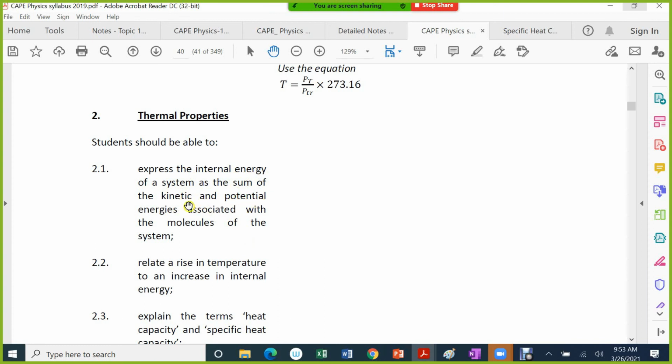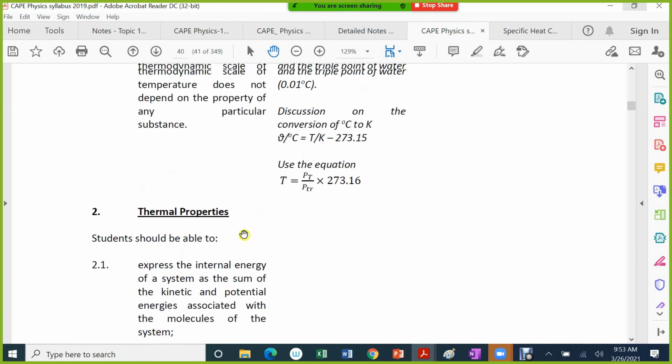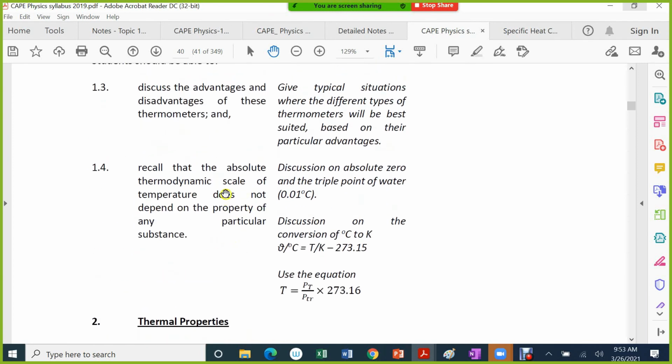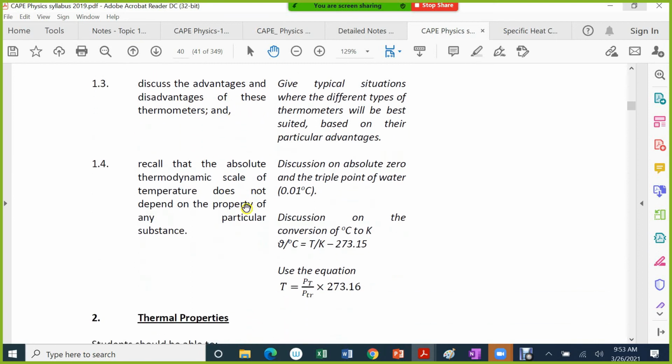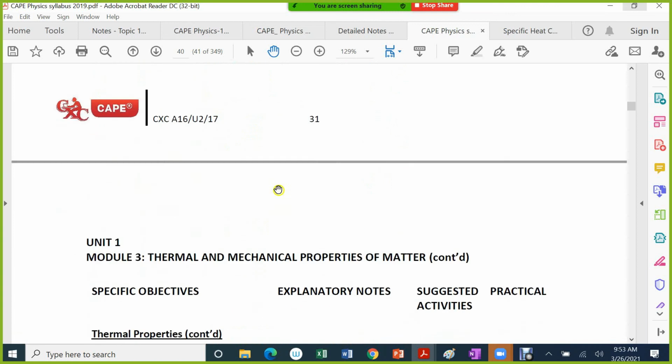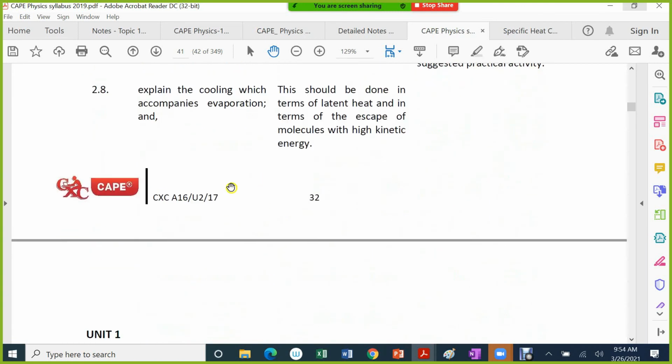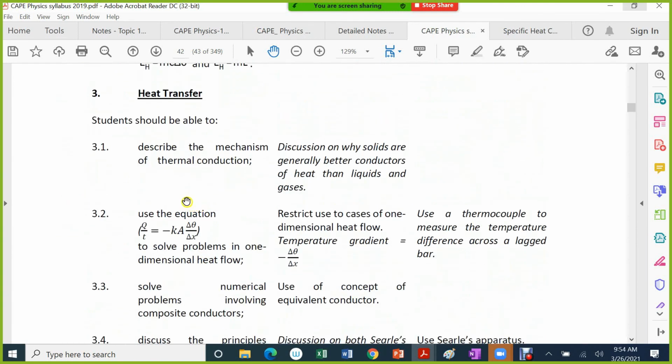We spoke about a change in temperature as a rise in internal energy. We expressed internal energy as being the sum of kinetic energy and potential energy. We talked about all of that, right? As we go back to this, this is just going back further up to what we did already. We discussed the advantages and the disadvantages of the thermometers. So don't neglect that information. As I said, when you're studying, the syllabus is a guide that you have to use, to see if you're covering the actual points and all of those things.